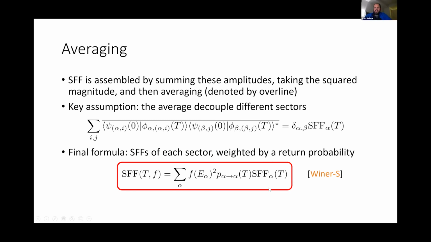Within a sector, you have only fast things, and those have all decayed. So it does look like random matrix theory within that sector. But it's only the between-sector correlations that are not random matrix like yet.